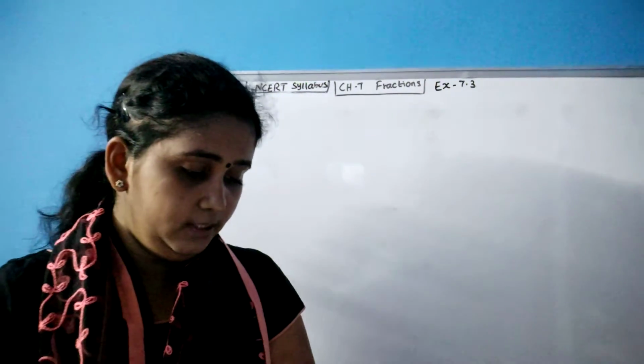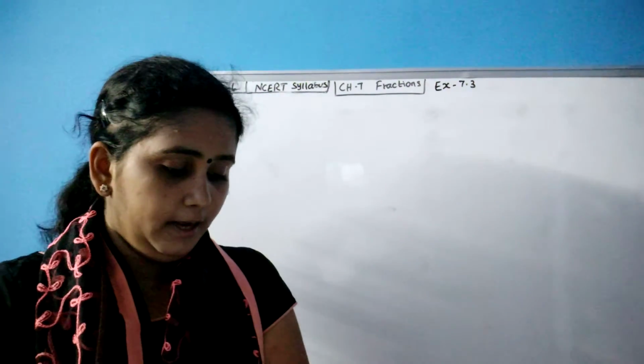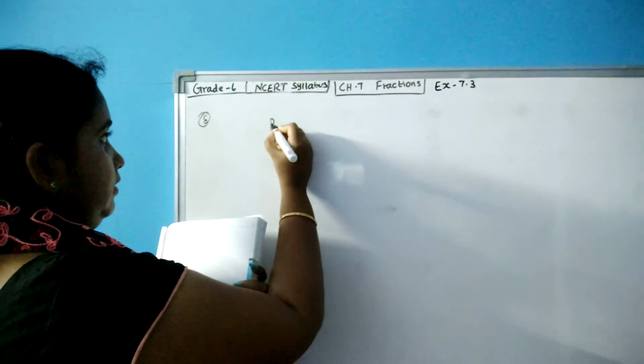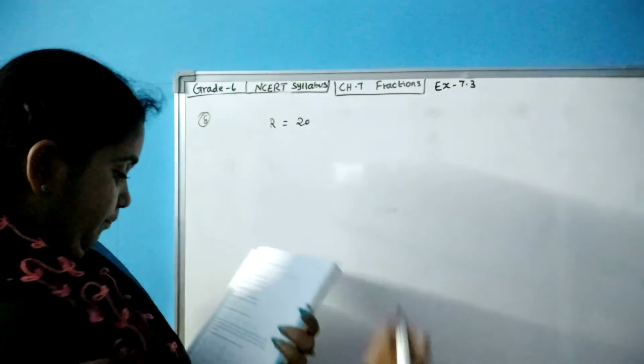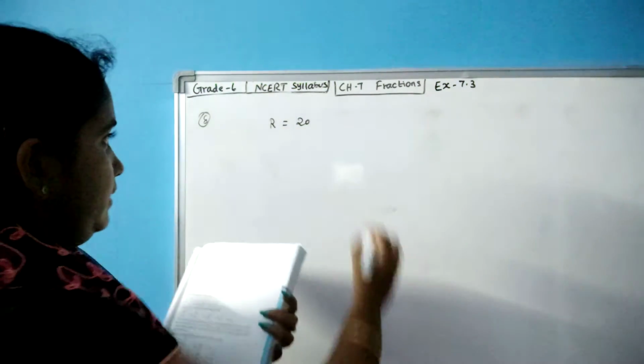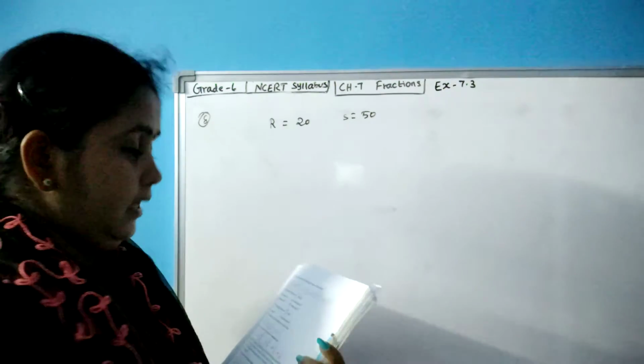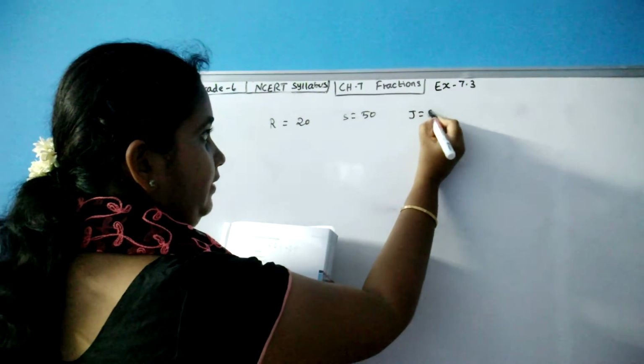I'll just read out the sum. You can please listen. Ramesh had 20 pencils. So how much Ramesh is having? 20 pencils. Okay. Sheelu had 50 pencils. So Sheelu is having 50 pencils. And Jamal had 80 pencils. Jamal is having 80 pencils.